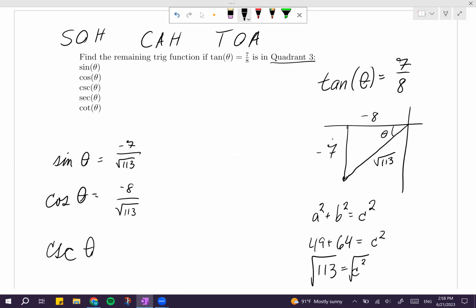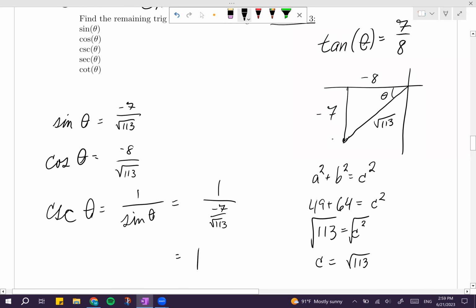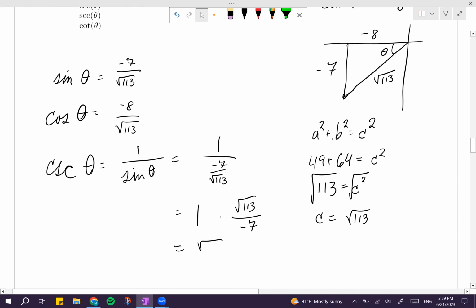Cosecant theta is 1 over sine theta. Alrighty. So that's 1 over -7 over the square root of 113. So I'm going to keep my numerator, flip my denominator, and change my sign. So my answer is square root of 113 over -7.